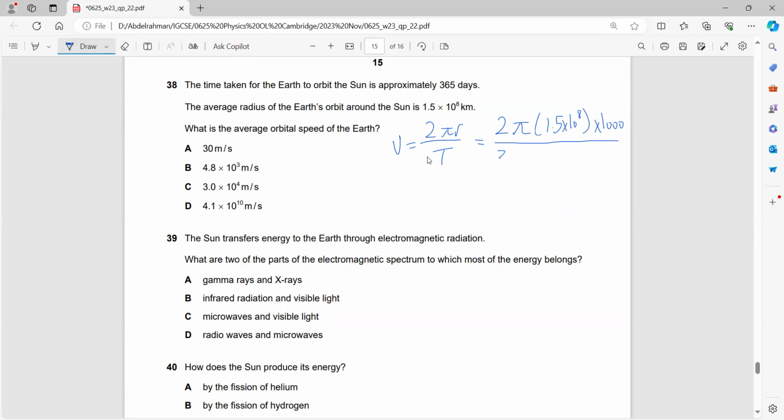And the orbital period is 365 days. You need to convert this into seconds. How can I convert it into seconds? Is it times 24? Times 24, times 60, times 60. Yeah. Okay. And then the answer is around 30,000. So it's C. It's around 30,000, which is C.